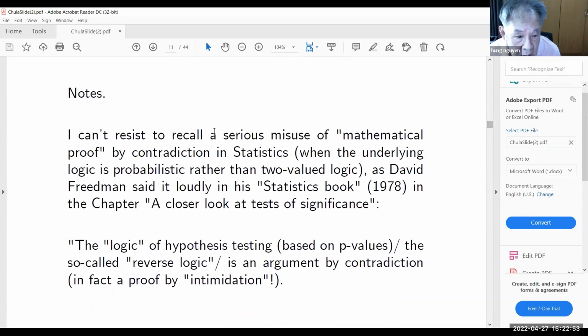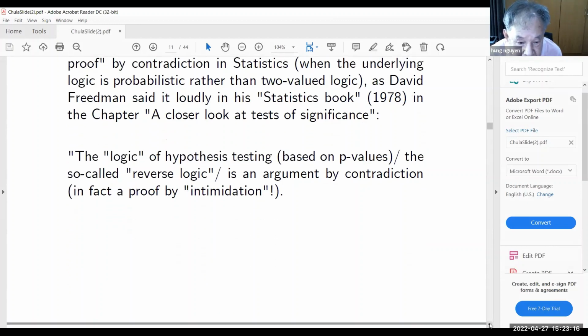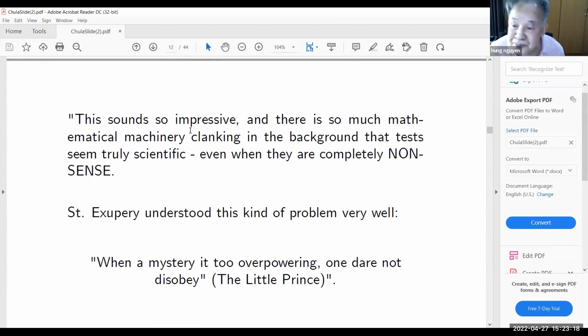Okay. David Freedman said it loudly in his statistics book, in the chapter "A Close Look at Tests of Significance": The logic of hypothesis testing based on the p-value, the so-called reverse logic, is an argument by contradiction. This sounds so impressive, and there is so much mathematical machinery clanking in the background, that tests seem truly scientific even when they are completely nonsense.